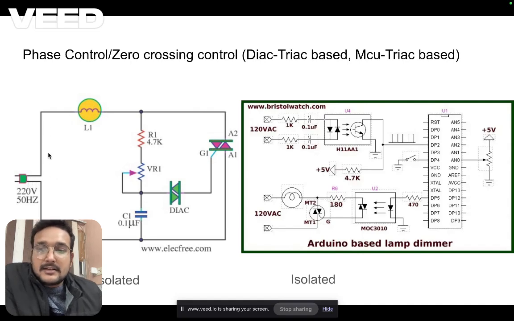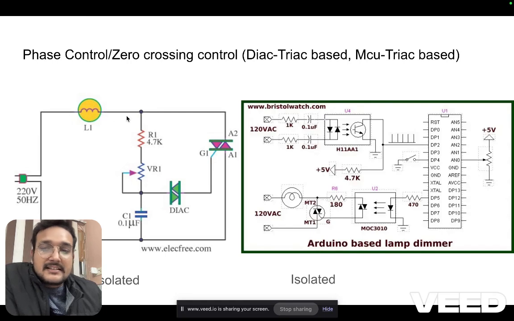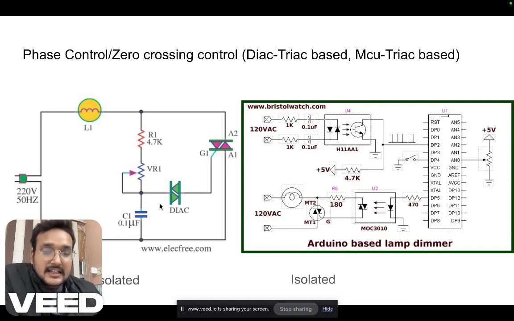Once the energy starts flowing, both the diac and triac are not conducting. The moment it charges the capacitor through this resistor and this pot, let's say it charges to a voltage level of 30 volt. And this diac has a breakdown voltage of 30 volt. So what is happening is this diac starts conducting. Once this diac starts conducting, this triac starts conducting. So the capacitor gets discharged through this cycle.